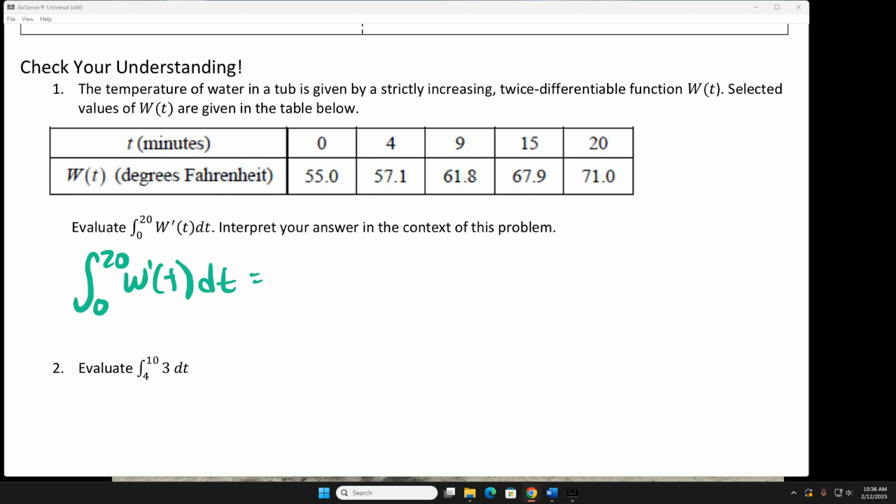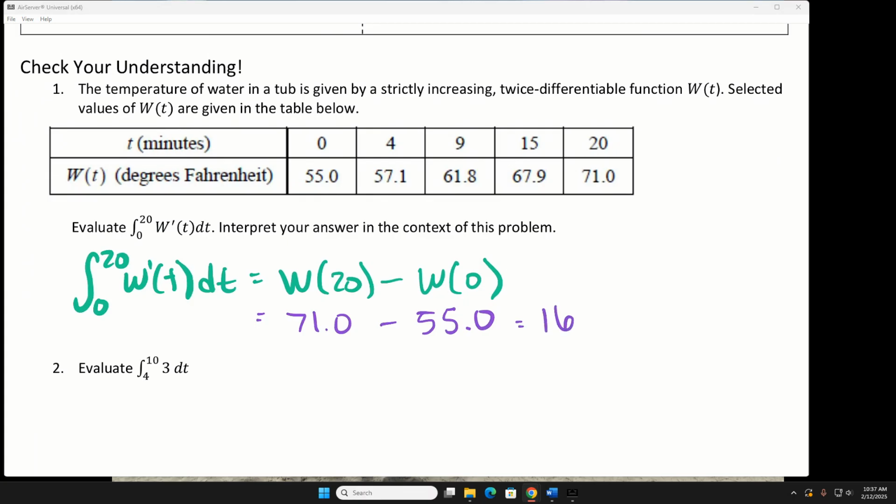All right, so what is the antiderivative of W prime? W. And so if we're doing the fundamental theorem of calculus part 2, we find that antiderivative and we plug in the upper limit minus plug in the lower limit. All right, and then we can get those values from the table because this table is W. So that's going to be 71.0 minus 55.0. And that's just going to be 16.